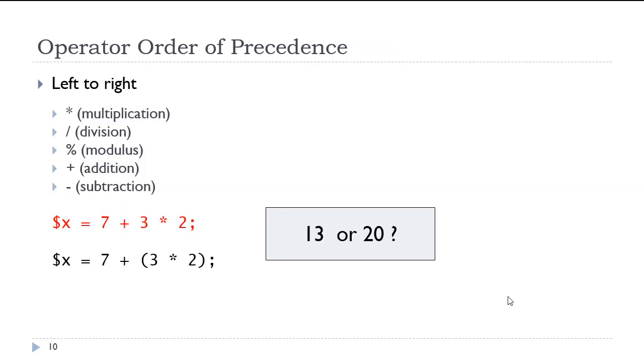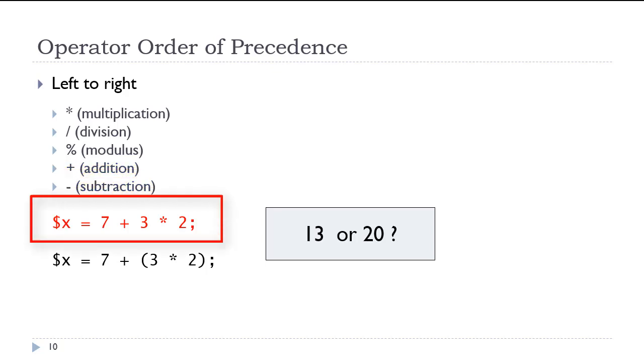There is an order of precedence with which we use these operators. Calculations are commonly performed left to right. However, certain operations will be performed before others. Multiplication has the highest order of precedence, then comes division, modulus, addition, and subtraction.